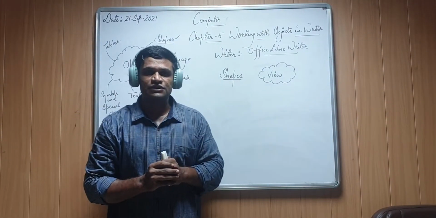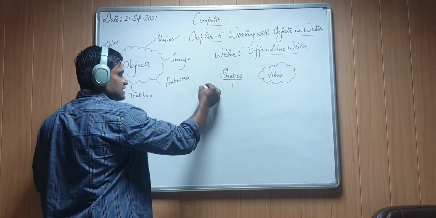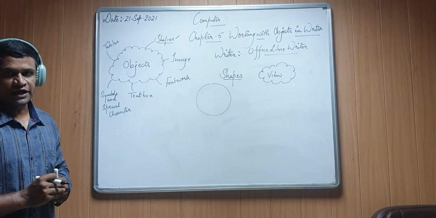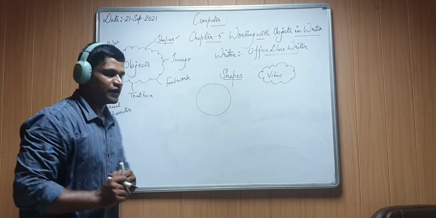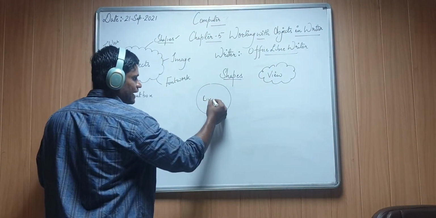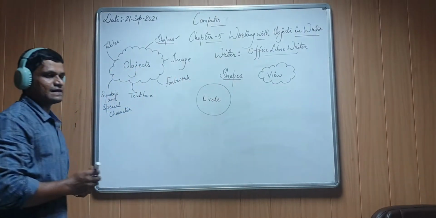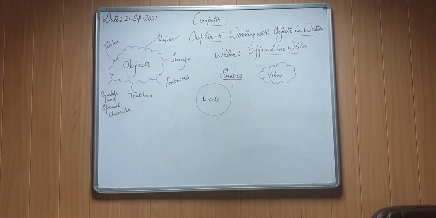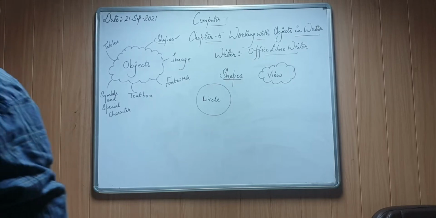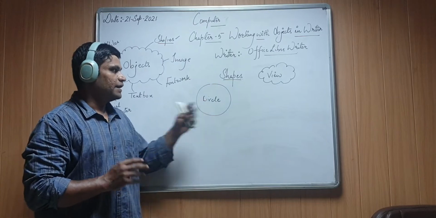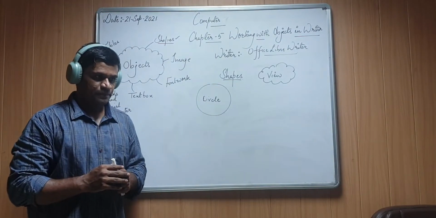Once you have inserted the shape, like I have inserted a circle, if I want to write anything inside this circle, I can do that. I have to double click on this figure and a cursor will appear from where I can type the text inside the shape. This is the first part, the insertion of a geometric shape as per your requirement in the text document.